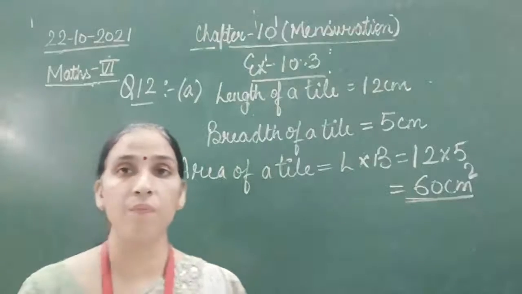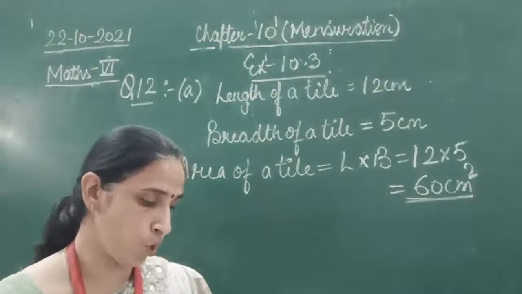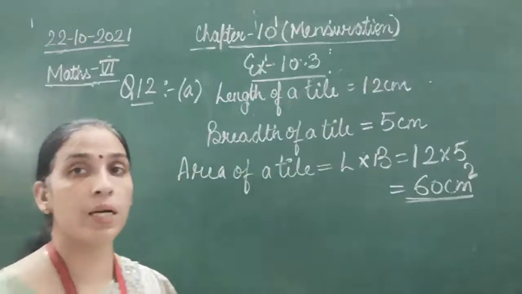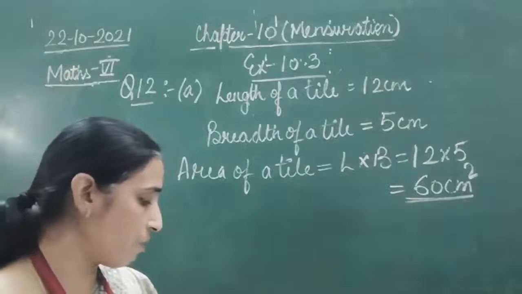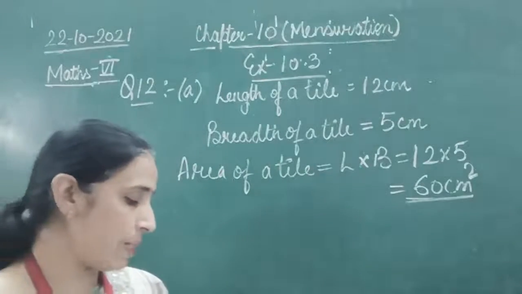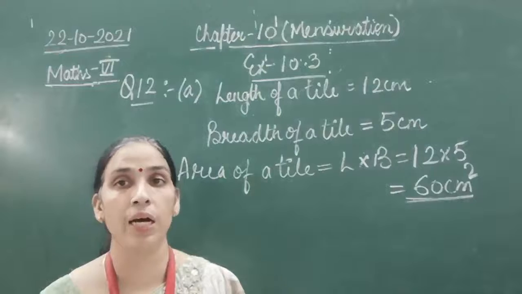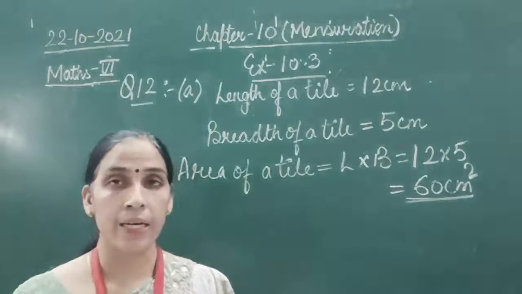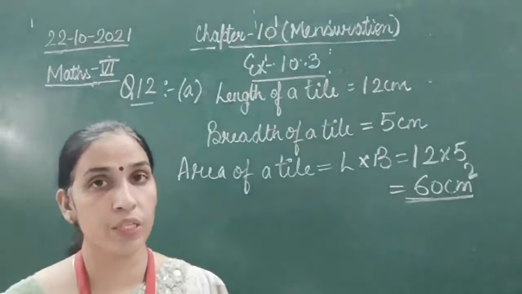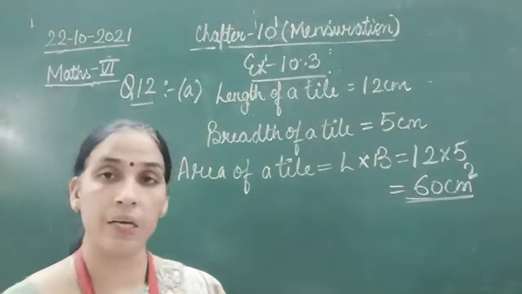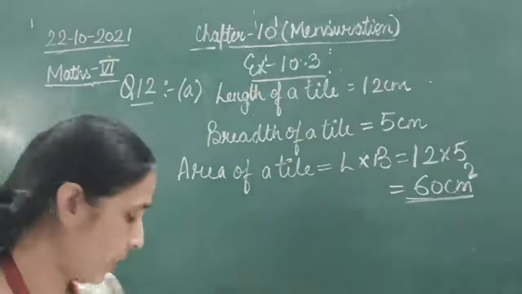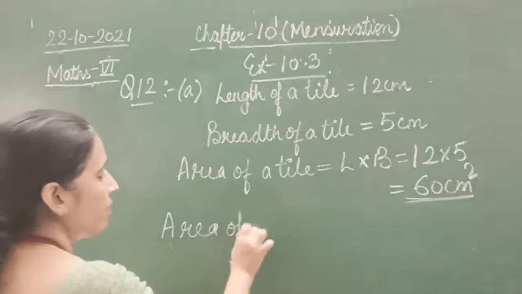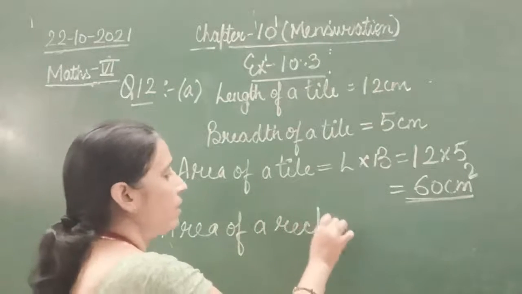But you have been given a rectangular floor or rectangular region whose length and breadth are respectively 144 and 100 centimeter. So the length of the rectangular region is 144 centimeter, then the breadth is 100 centimeter. Then you are supposed to find out the area of the rectangular region.